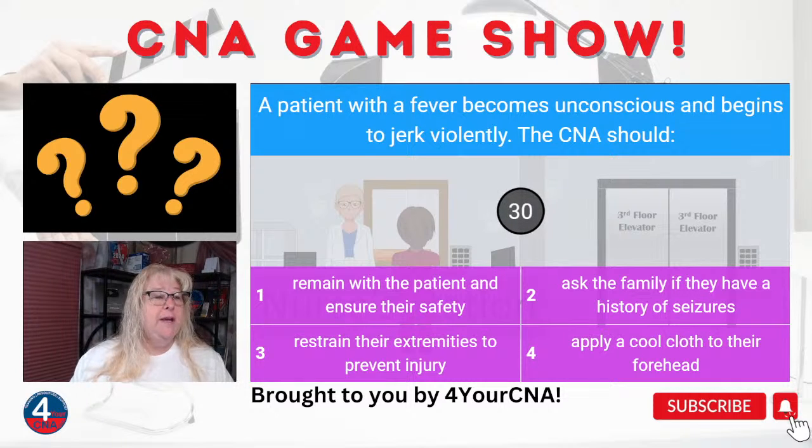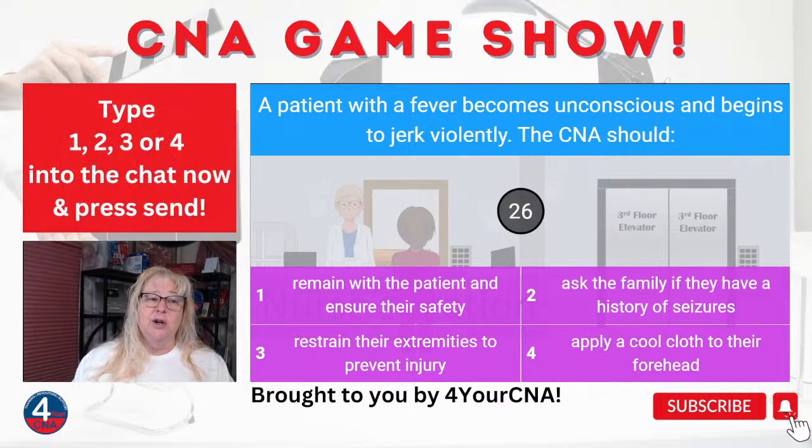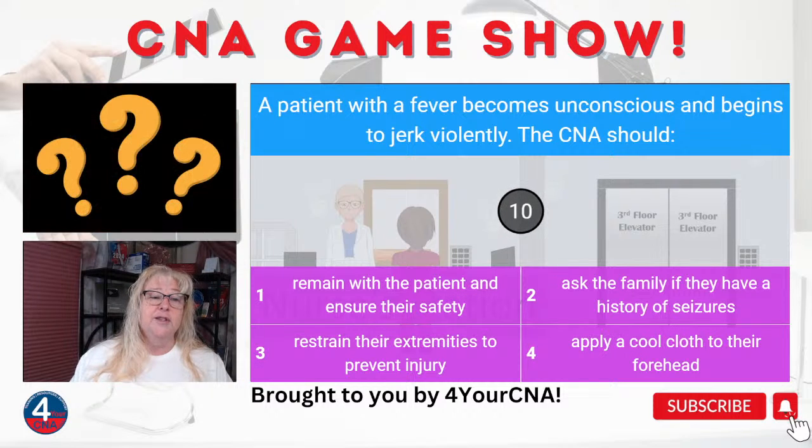So a patient with a fever becomes unconscious and begins to jerk violently. The CNA should, 1, remain with the patient to ensure their safety. 2, ask the family if they have a history of seizures. 3, restrain their extremities to prevent injury. Or 4, apply a cool cloth to their forehead. Go ahead and lock in your final answers. You have about 5 seconds left.